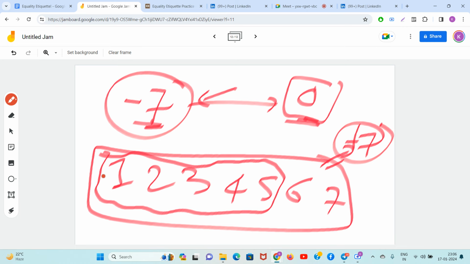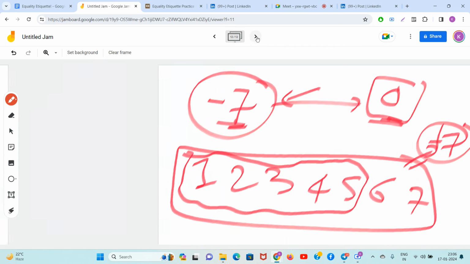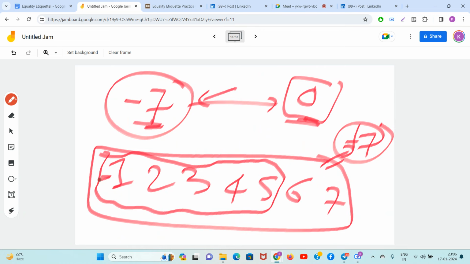Let's try to do it. It is 1 minus 8, right? Minus 7, okay. So let's say first I do minus 1. If I do minus 1, it will look like minus 8. Then if I try to do plus 2, it will look like minus 6. Then if I do minus 3, it will look like minus 9. Then if I do plus 4 and plus 5, it will become 0.